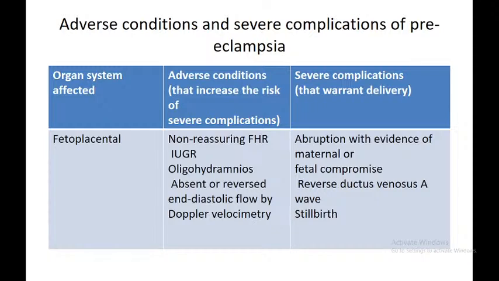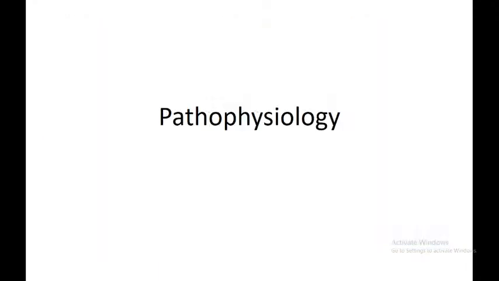And when it comes to the fetal complications, the fetal-placental system is involved. It usually manifests in the form of non-reassuring fetal heart rate, a fetal growth restricted baby, or oligohydramnios. And when we do Doppler velocimetry, we find changes in the waveform. There can be absent or sometimes even reversed end-diastolic flow. The severe complications will be in the form of abruptio placenta, and you know very well the complications of abruptio placenta. It can lead to hypoxia and fetal death. So these are the severe complications that we see with the fetal-placental system.